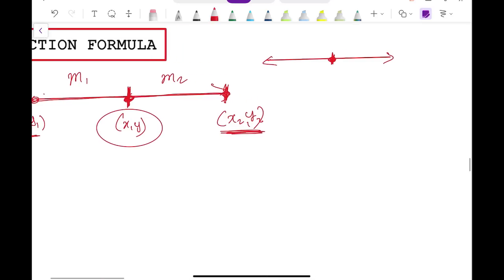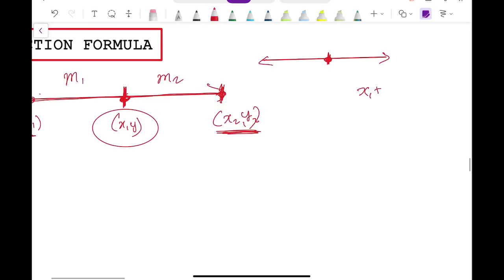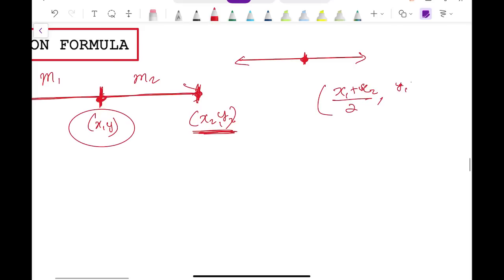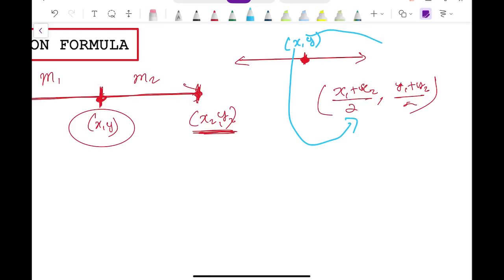So when we talk about midpoint, the formula is x1 plus x2 divided by 2 and y1 plus y2 divided by 2. So if you also find this point x comma y, then x is this one, y value will be this one. So I'm talking about midpoint here, okay?